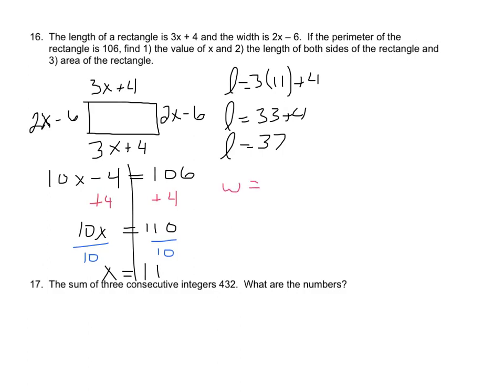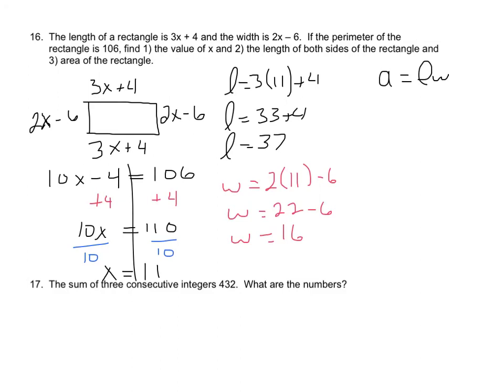Okay, so for the width, we're going to use 2x minus 6, so 2 times the value of x minus 6. We find that that is 22 minus 6, and the width is 16. Alright, so now we've found the length of both sides of that rectangle. Now we need to find the area of the rectangle. In order to find the area, we know that we need to multiply the length times the width. Right, so length times width.